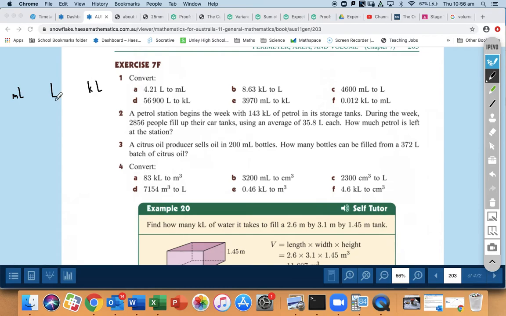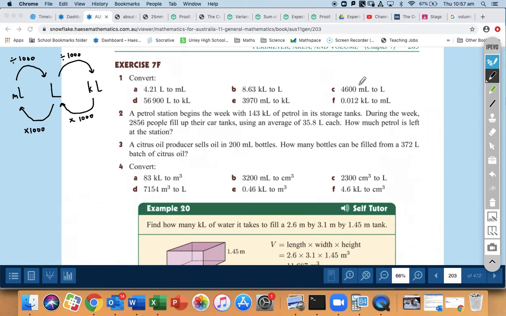Remember K means times 1,000. I can draw some arrows for how we're going to convert between the two. If we wanted to go from milliliters to liters, we'd have to divide by 1,000. If we want to go from liters to kiloliters, we'd divide by 1,000. Kiloliters to liters, we're now multiplying. Liters to milliliters, we're also multiplying. So there are 1,000 milliliters in a liter. There are 1,000 liters in a kiloliter.